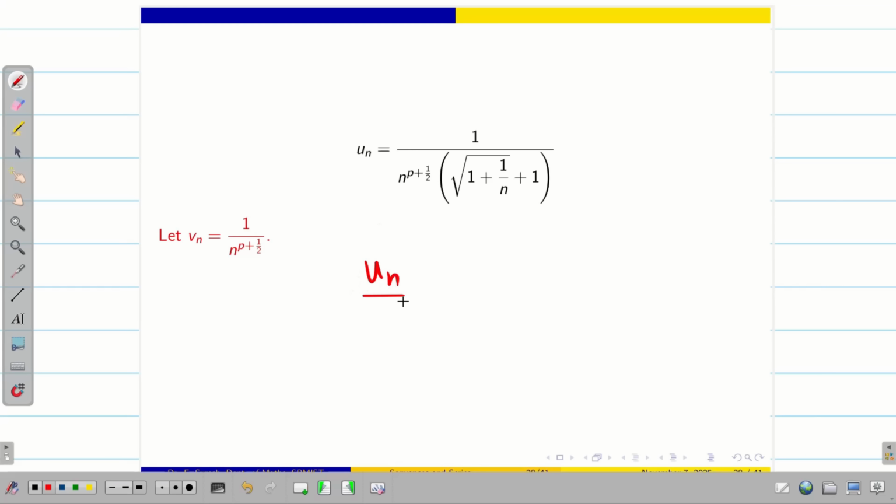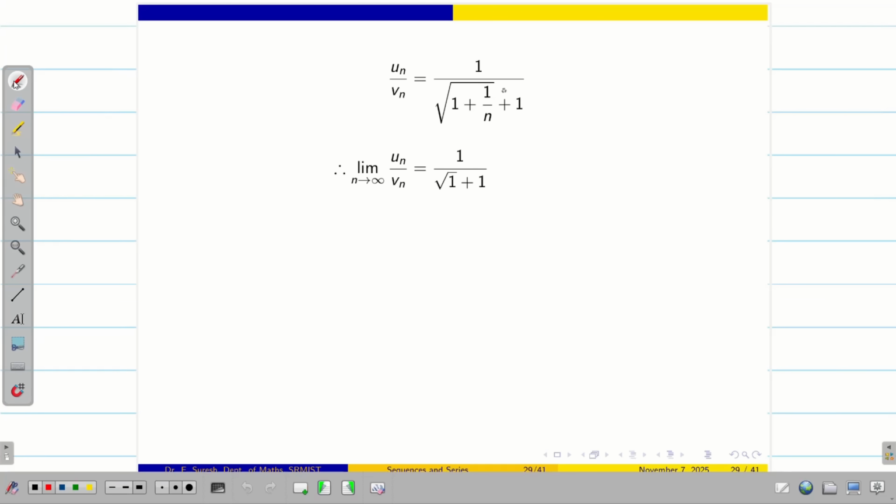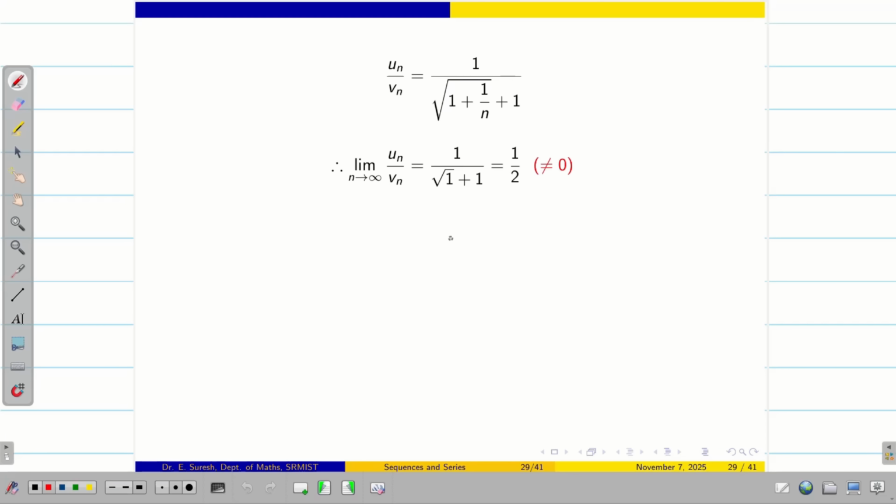Now we have to find un by vn. Just neglect this term and write the remaining data. That is my un by vn. Now when you apply limit n tends to infinity, we get 1 by square root of 1 plus 1, that is 1 by 2, and very important, it is not equal to 0. Therefore the condition satisfies. Now let us deal with the trouble giving term.